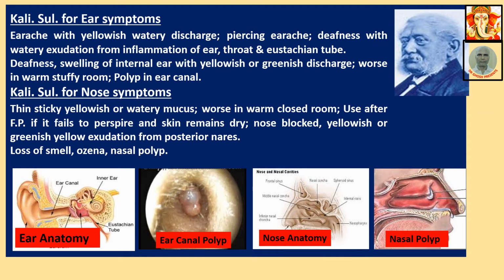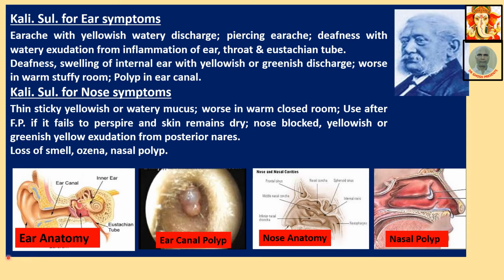Kali-Sulph for ear symptoms: earache with yellowish watery discharge, piercing earache, deafness with watery exudation from inflammation of ear, throat, eustachian tube, deafness, swelling of internal ear, mind it, swelling of internal ear, most serious thing, with yellowish or greenish discharge, worse in warm stuffy room, polyp in ear canal.